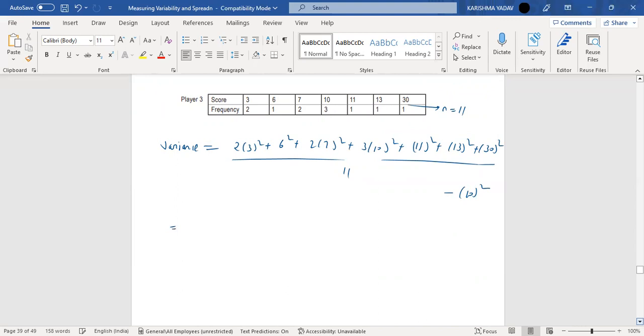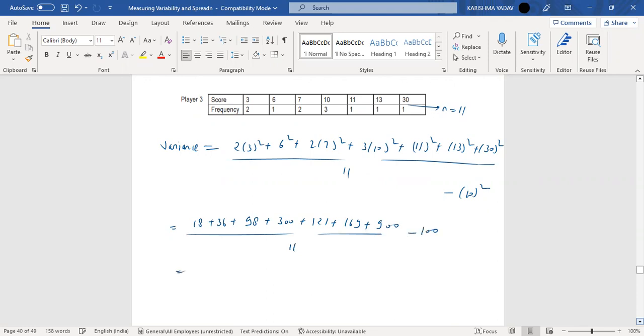Okay, now let's compute it. If we are going to compute it, it will be like this: 9 into 2 is 18 plus 36, 7 square is 49 into 2. 49 into 2 is 98 plus 300 plus 121. 13 square is 169. 30 square is 900, divided by 11 minus 100.